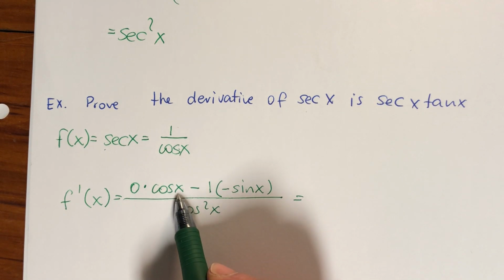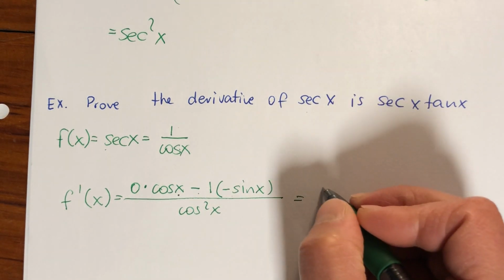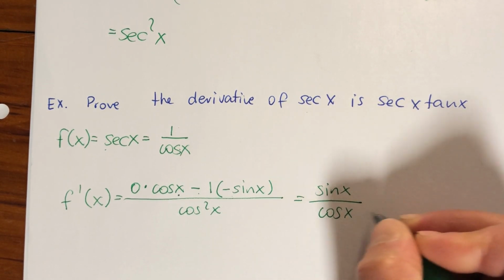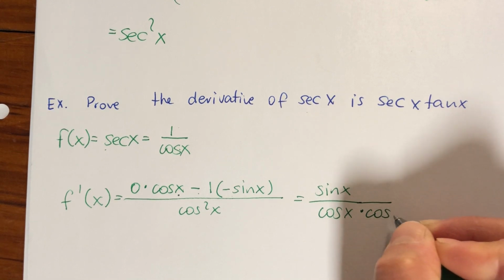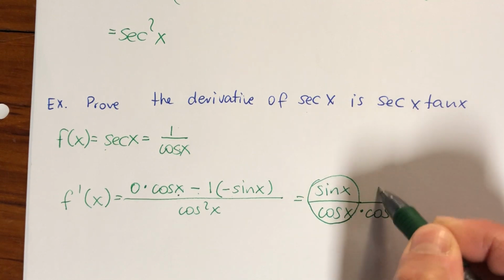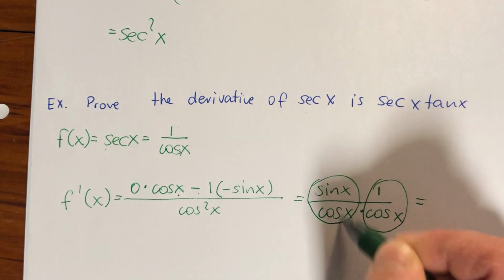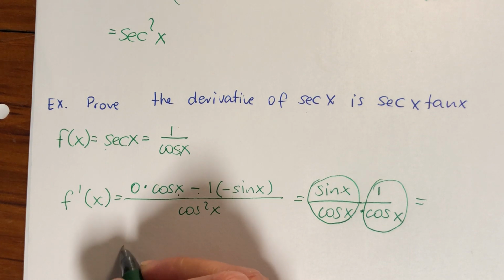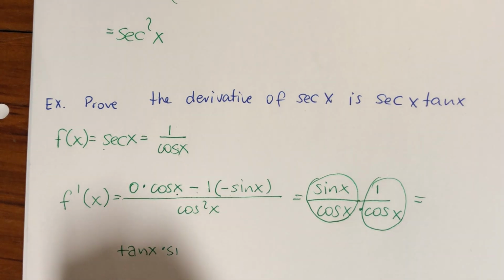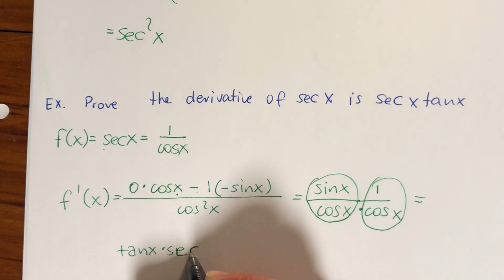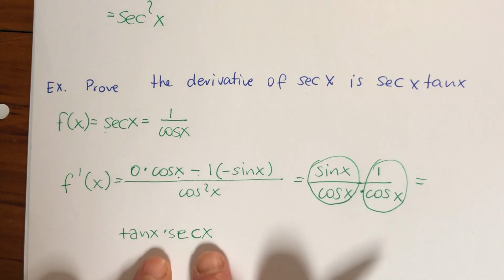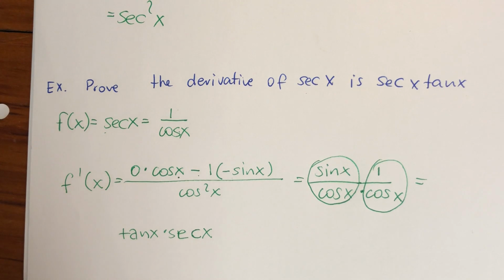Well, the first term is cancelled out. Negative times negative is positive sine of x, divided by cosine squared. I am going to write this as cosine times cosine. Why? Because now I get sine over cosine, which is tangent, and 1 over cosine, which is secant. And I'm done. This is what we said. The formula says this backwards, but it really doesn't matter.